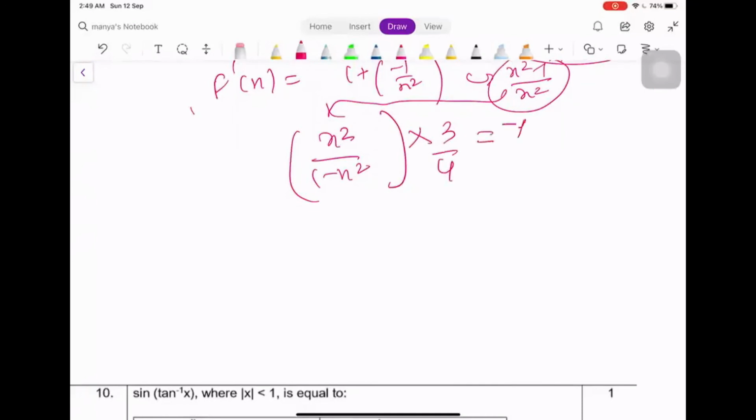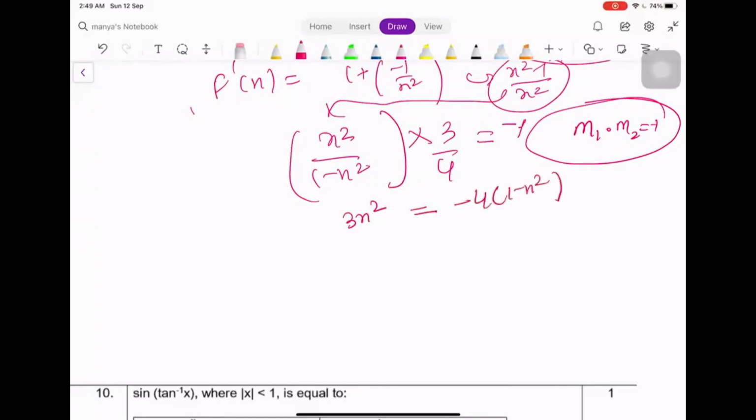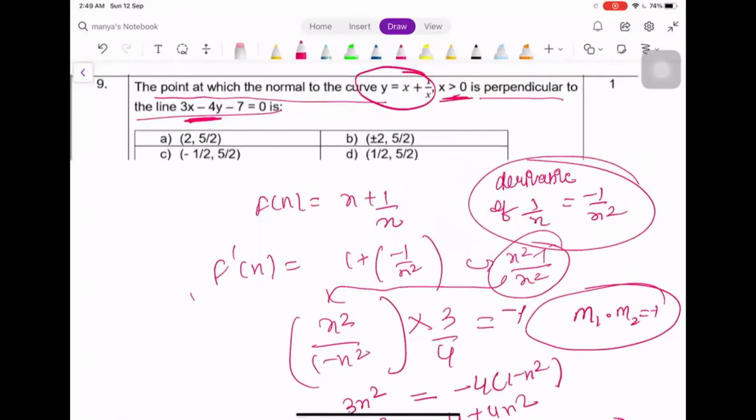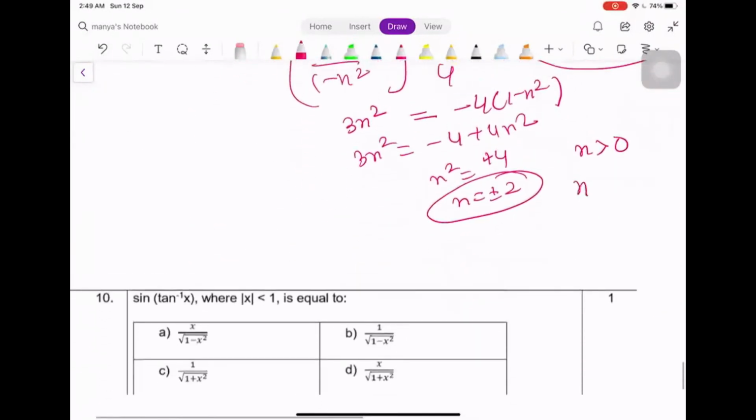Okay, when both the slopes we equate, we set the product equal to minus 1, because m1 dot m2 is equal to minus 1 when it is given perpendicular. Okay. So 3x square would be equal to minus 4 into 1 minus x square. So 3x square is equal to minus 4 plus 4x square. X square is equal to 4. X is equal to plus minus 2. But it is given x is greater than 0 in the question, so it would be x is equal to 2.